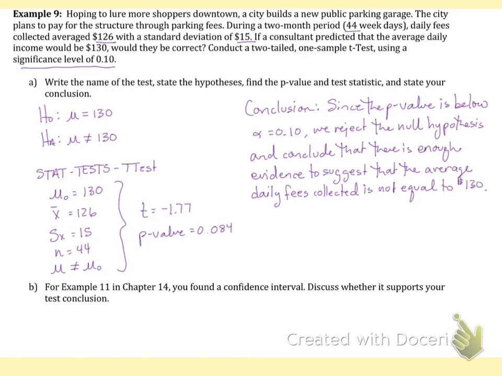And then for part B, it's asking us to compare this conclusion to what we found when we did this problem in chapter 14. And in chapter 14, and if you don't have it, you can always run the t-interval again. So we would go to stat, tests, and choose t-interval. Again, all the information is already going to be loaded since you did the t-test here.